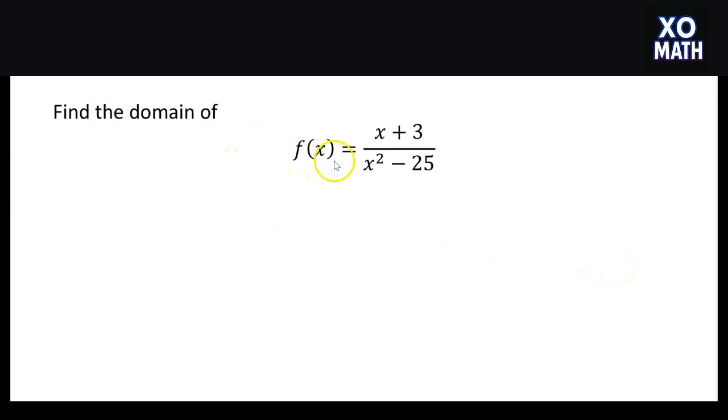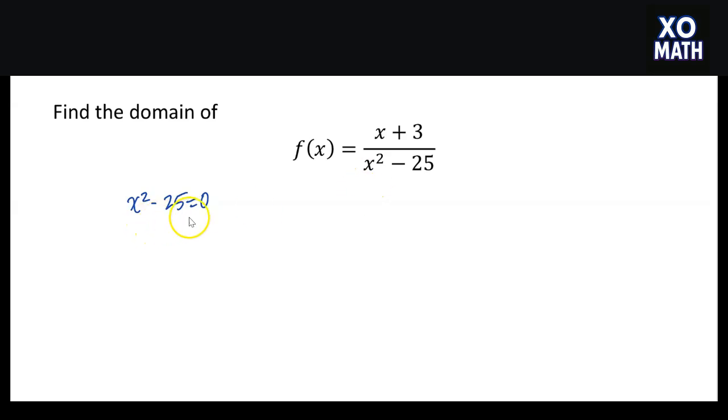Find the domain of f of x equals the quantity x plus 3 all over the quantity x squared minus 25. This is a rational function, so for the domain we need to figure out all values that make the denominator equal 0 and remove those values. So I'm going to go ahead and set x squared minus 25 equal to 0.